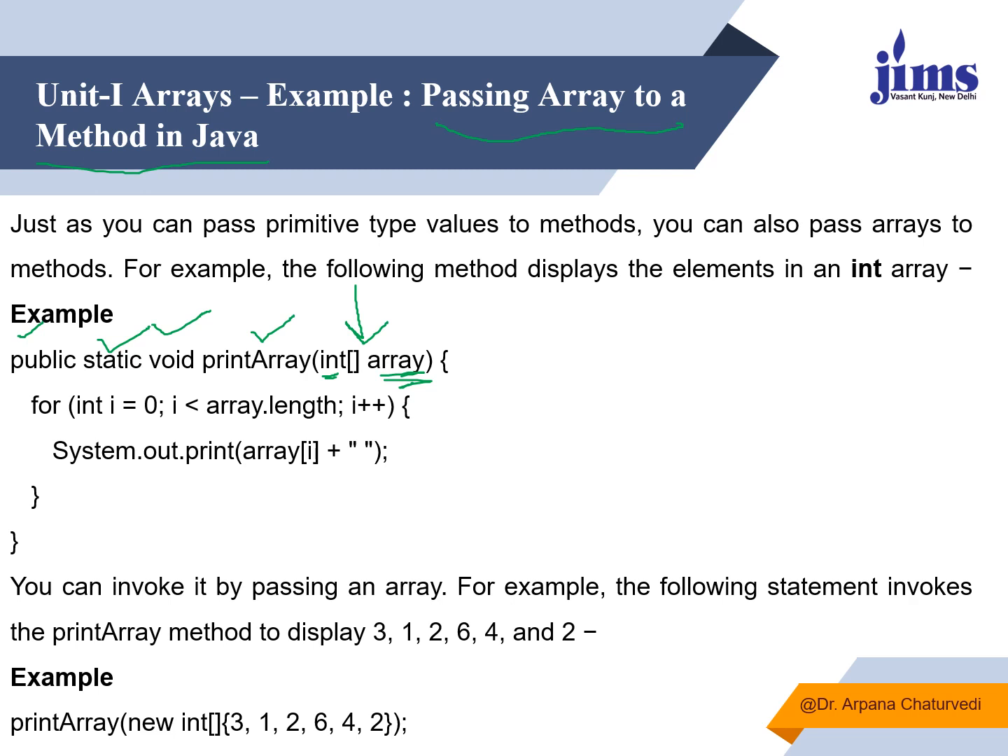Within this function, I am saying i equals 0, till i is less than the array's length. The loop will keep on moving and displaying the value of each and every index position, that is array[i]. It is a simple function. What this function is doing is printing an array. Which array? Whatever array it receives from a calling function.